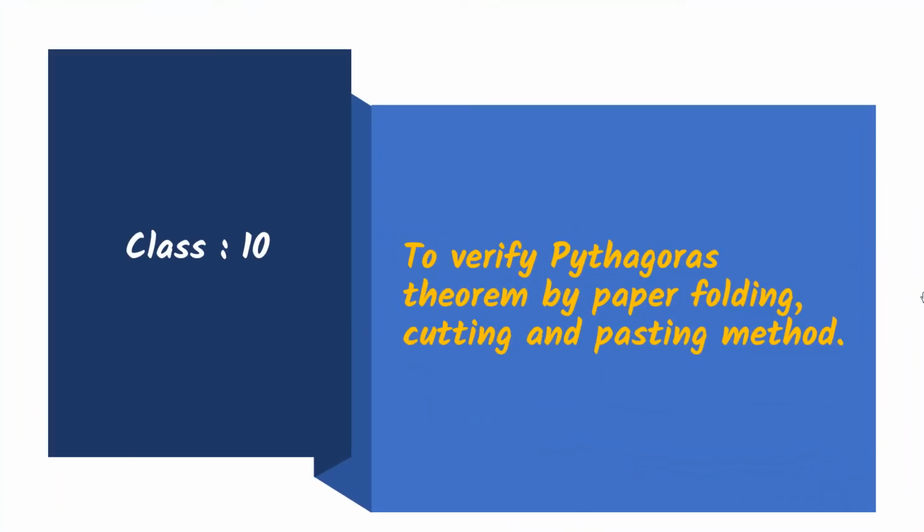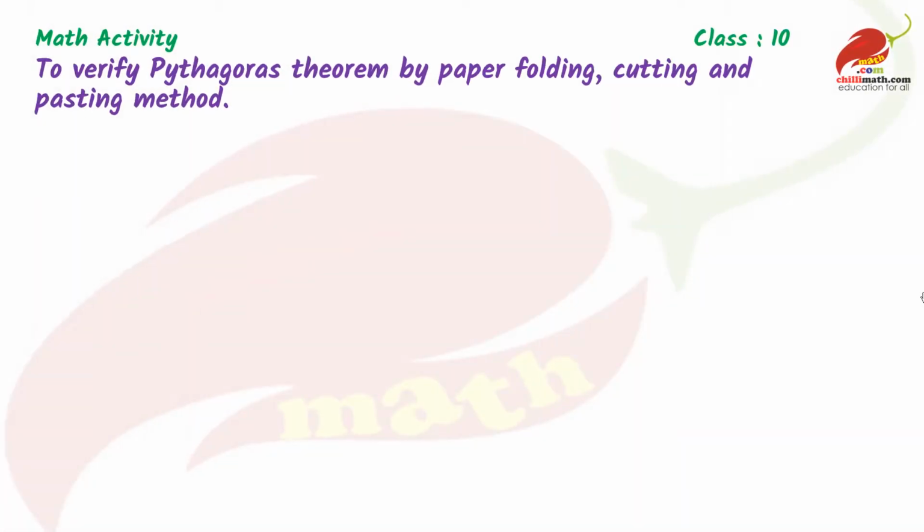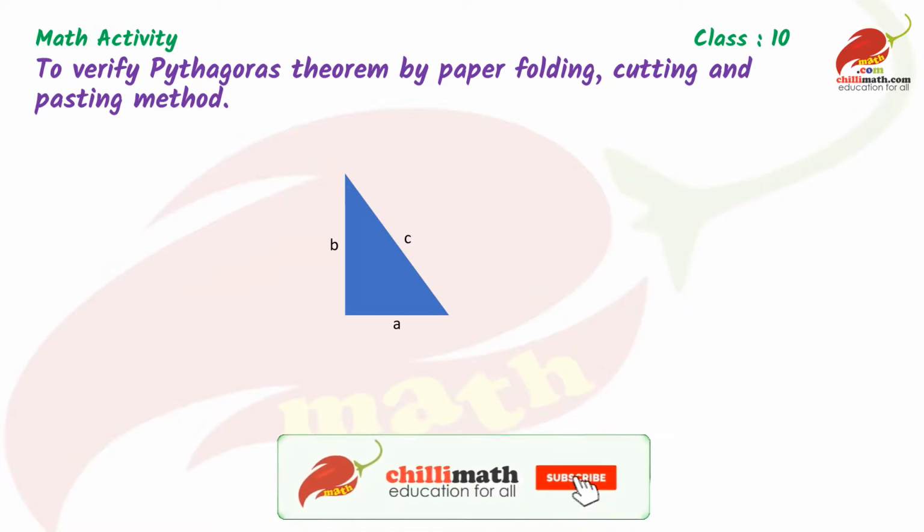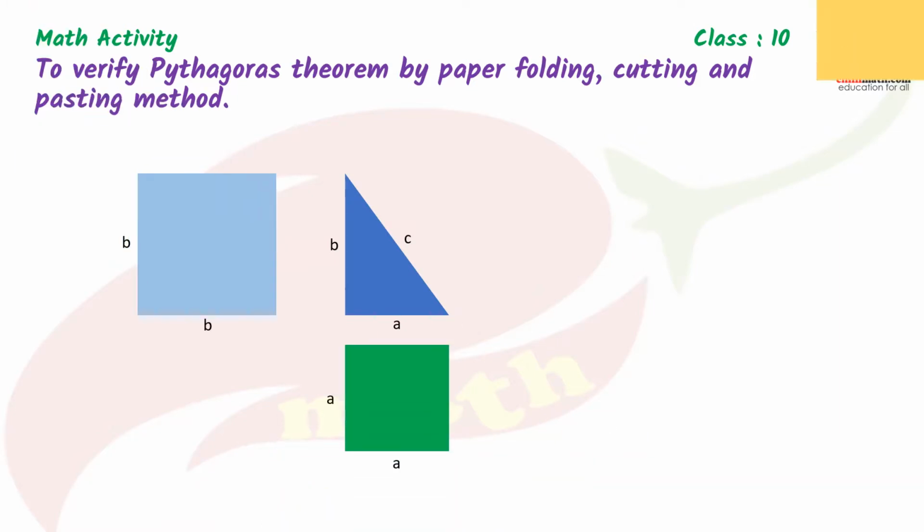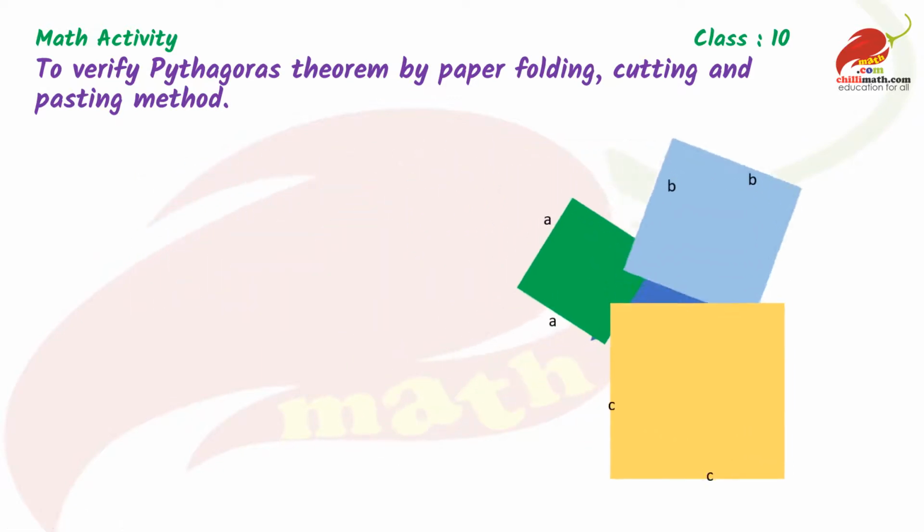Last activity is to find the Pythagoras theorem by the paper folding, cutting and pasting method. So first of all, take a right angle triangle with sides A, B, C, where C is the hypotenuse and A and B are the other two sides. After this, cut a few squares of different colored papers of sides A, B, C like this and arrange them in this form.